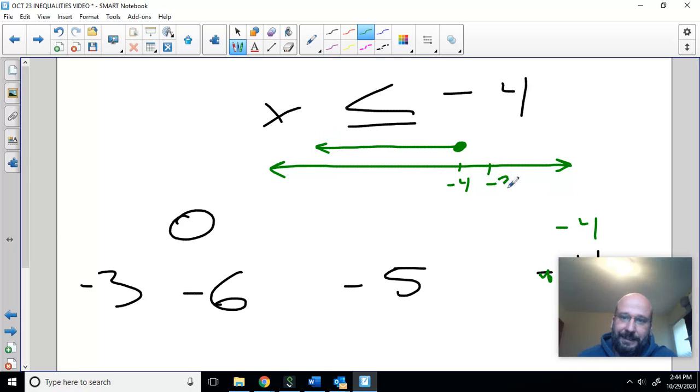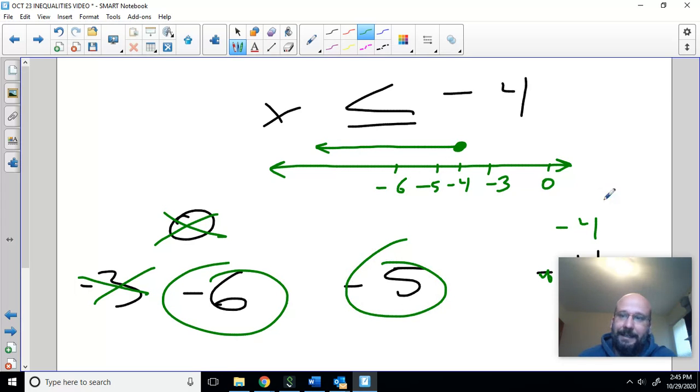So -3 would be here. -3 is greater than -4, so it can't be this. 0 is here, so it can't be this. -5 and -6 are here. They are less than -4, so these are choices, and -4 is a choice.